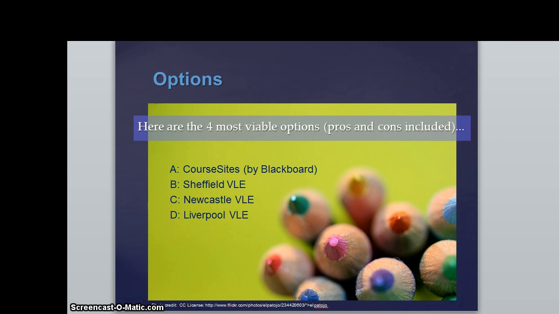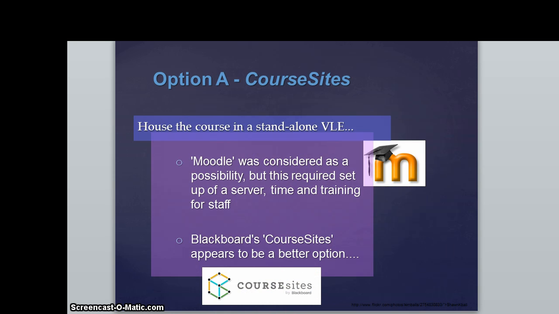I have researched this for the last few weeks and discussed with peers in other institutions, etc., and had advice from them of the pros and cons. These are the four most viable options. A, we house it on course sites, which I'll look into in a moment for you, by Blackboard. B, it's housed in Sheffield. C, Newcastle. D, Liverpool. So looking at option A, course sites.